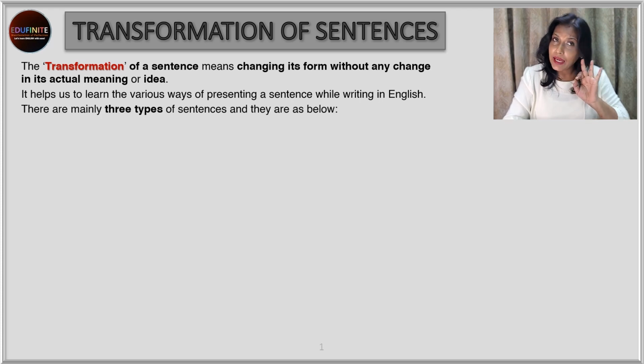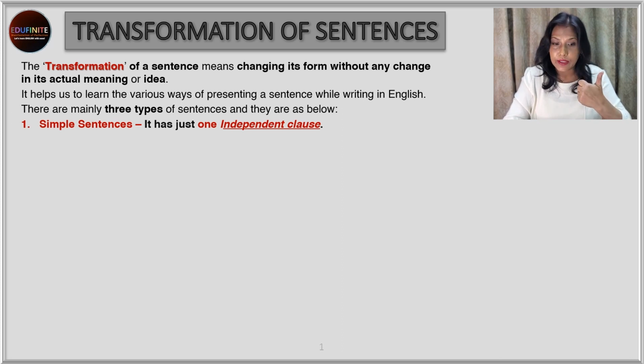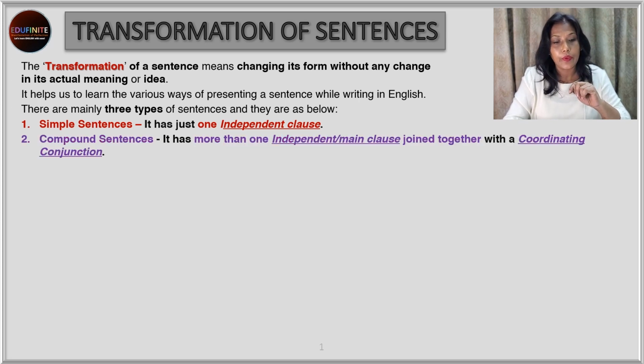Now, there are mainly three types of sentences. The first is the simple sentence. It has just one independent clause. That means it will have just one subject and one verb. Next, we have the compound sentence, where it has more than one independent clause joined together with a coordinating conjunction. Minimum it will have to have two independent clauses, and they'll be joined together with a coordinating conjunction.